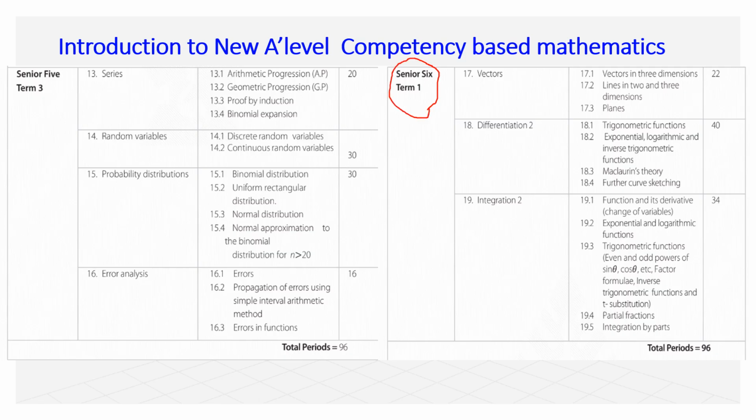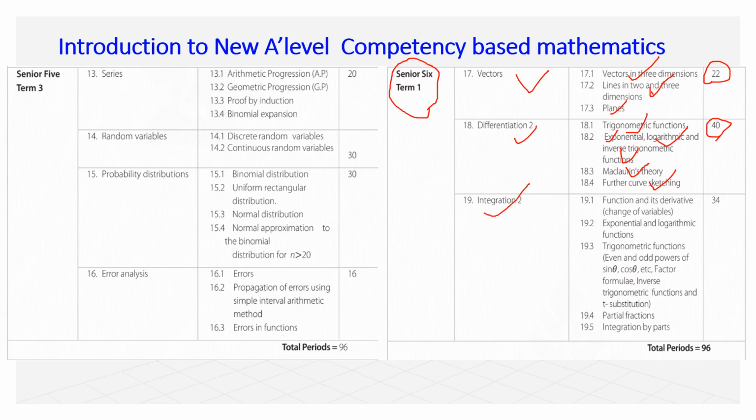So the senior 6 term 1, we shall have vectors, and the vectors are in 3 dimension, and lines in 2 and 3 dimensions, then the planes, and this will take a gross period of 22. Then we shall move to the second topic of senior 6 term 1, and that will be differentiation 2. Under differentiation 2 we shall have trigonometric functions, exponential, logarithmic and inverse trig functions, then Maclaurin's theorem, then further sketching, and this will take us 40 periods.